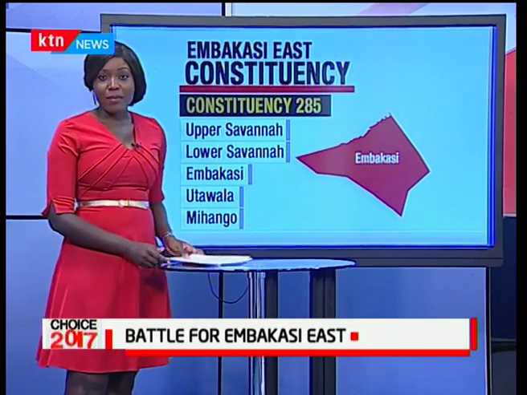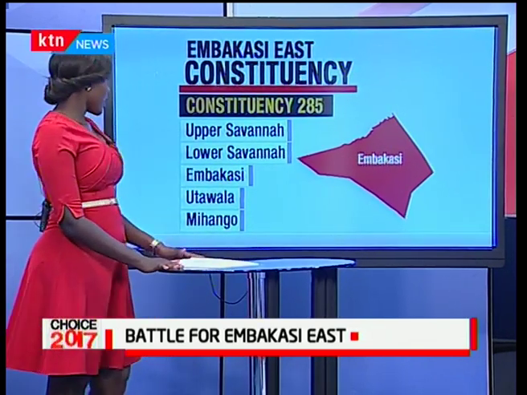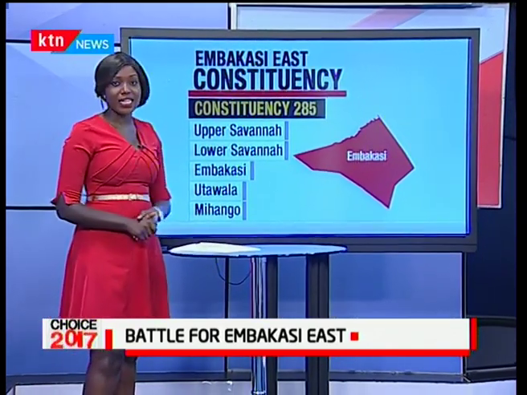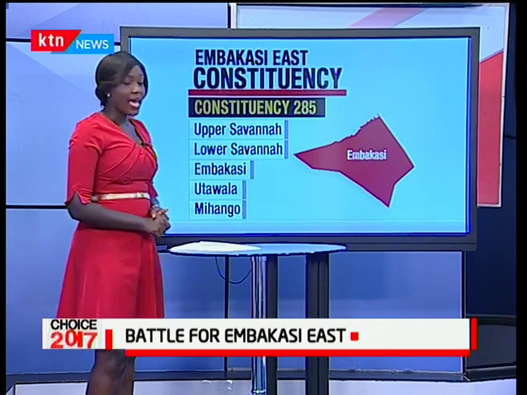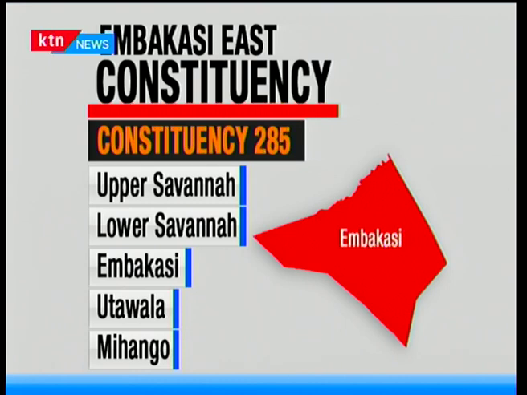All right, so Embakasi East is constituency number 285. Among the wards that are there, 5 of them: Upper Savannah, Lower Savannah, Embakasi, Utawala, and Mihango. These are the 5 wards that are there in that particular constituency. Remember, Nairobi has 17 constituencies, each of them with 5 wards.